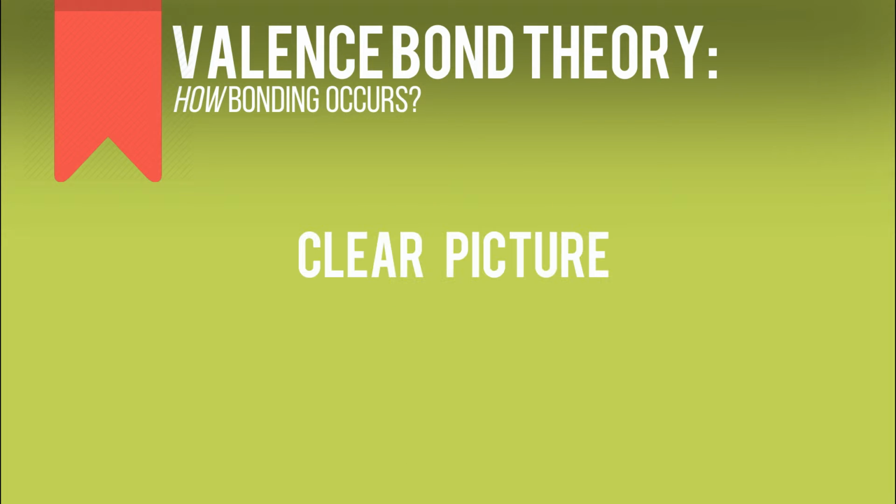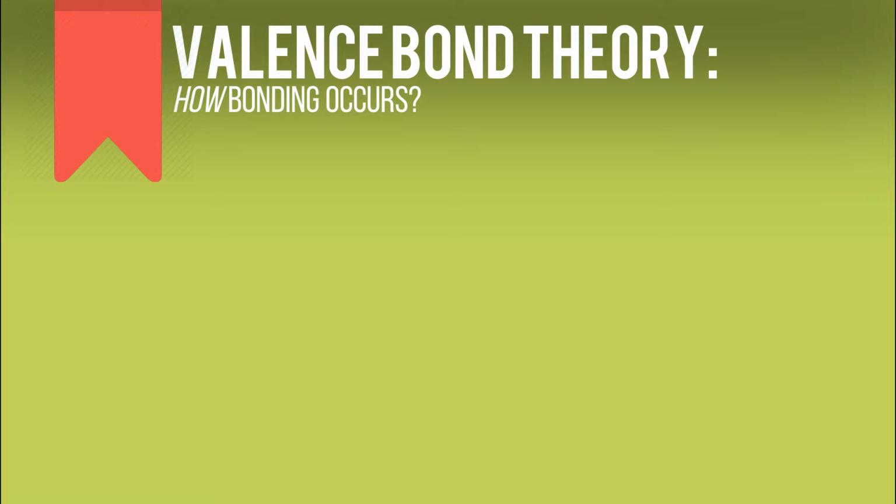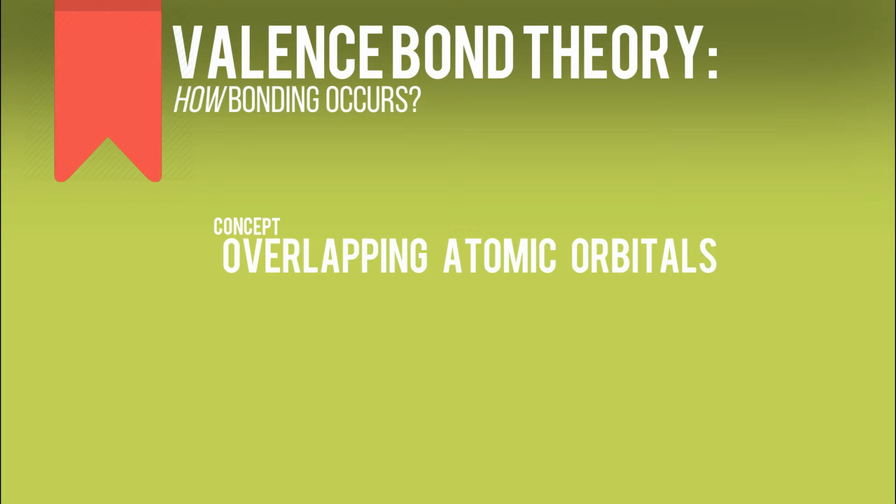Valence bond theory gives a clear picture of chemical bond formation. It states that a stable molecule forms from reacting atoms when the potential energy of the system has decreased to a minimum. The concept of overlapping atomic orbitals applies equally to diatomic molecules other than H2. Thus, a stable F2 molecule forms when the two p orbitals in the two F atoms overlap to form a covalent bond. Similarly, the formation of the HF molecule can be explained by the overlap of the 1s orbital in H with the 2p orbital in F.